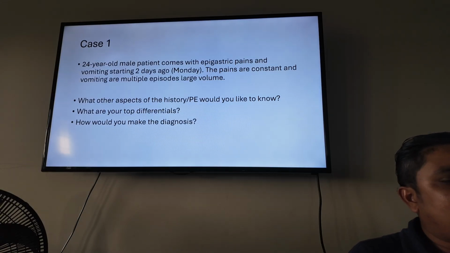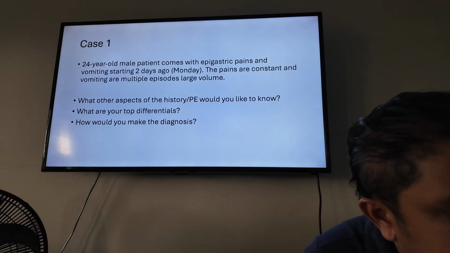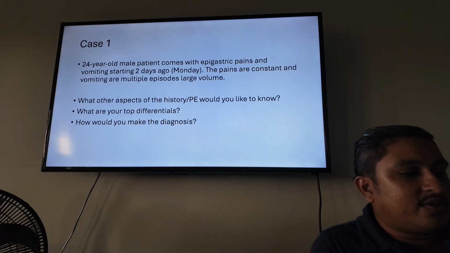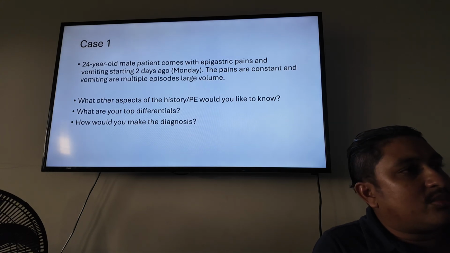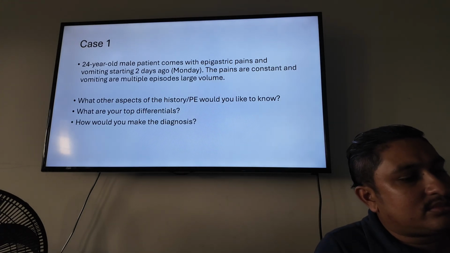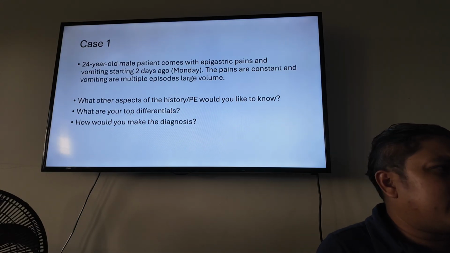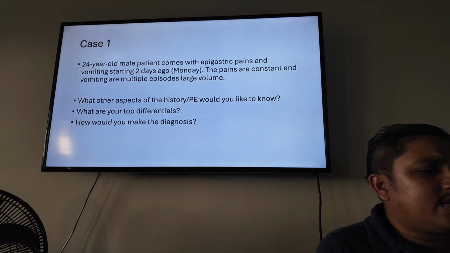24-year-old male patient comes with epigastric pain, vomiting starting 2 days ago. The pains are constant, vomiting are multiple episodes, large volume. What are the things you'd like to know about the patient? Characteristics of the vomit, is it violent vomit? No. Fever? Greenish vomit. No, you can get no fever.